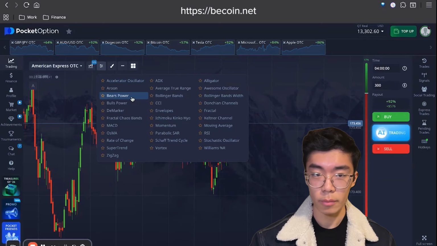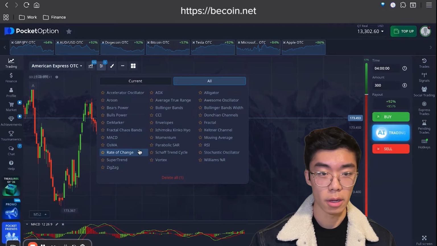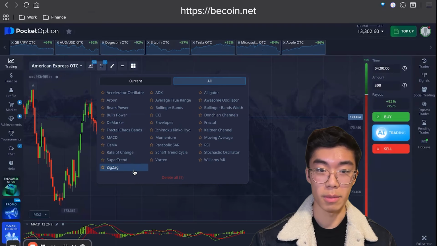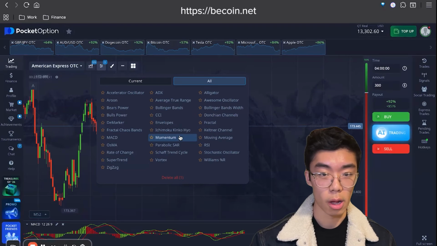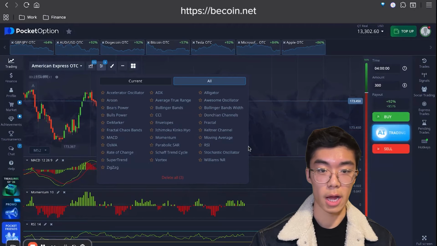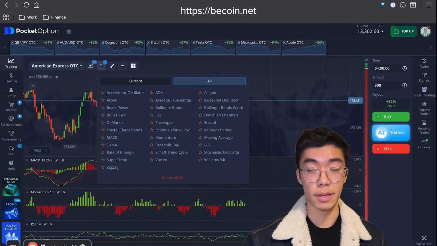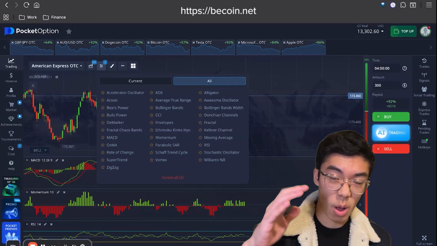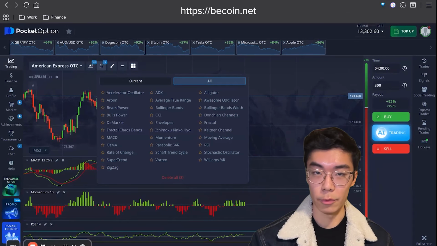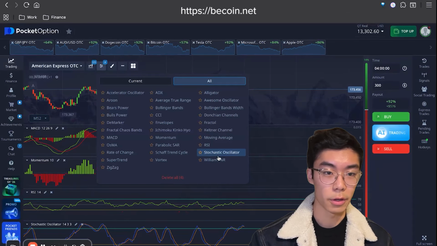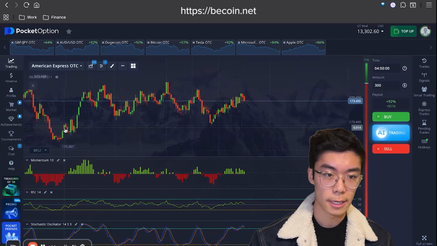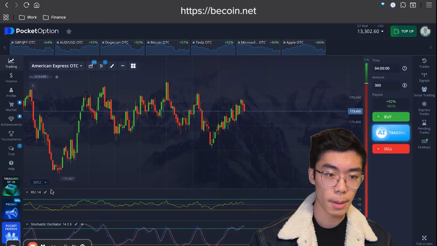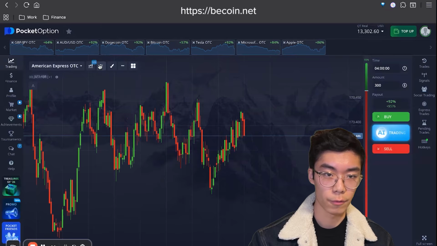So you can set up MACD. You can set up many different things: parabolic SAR, momentum, for example, RSI. You don't want to set up too much because it'll get very convoluted. It'll get very compact, right? Which is not optimal for trading in my experience. But you can set up many different things, right? I prefer a few different things.